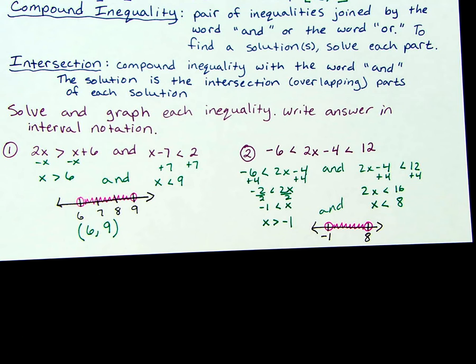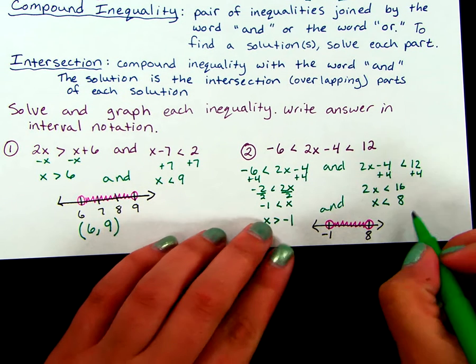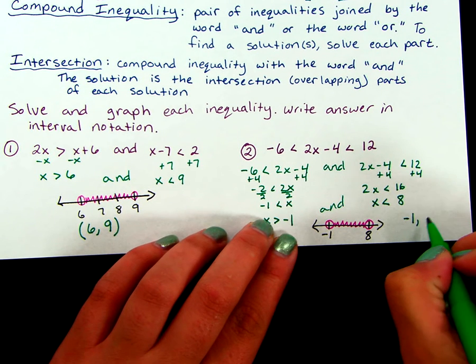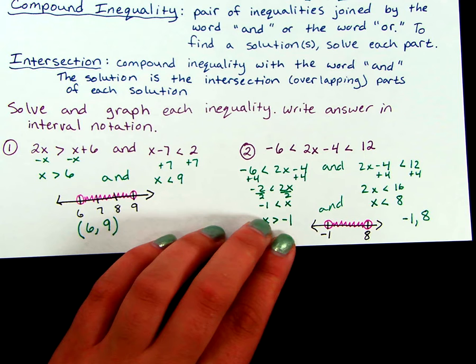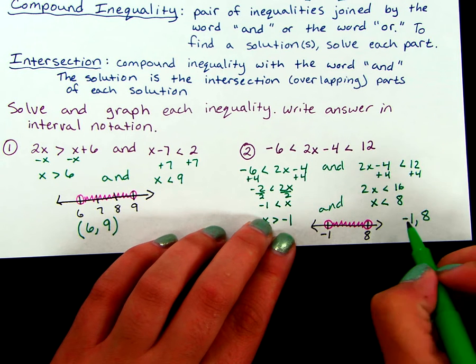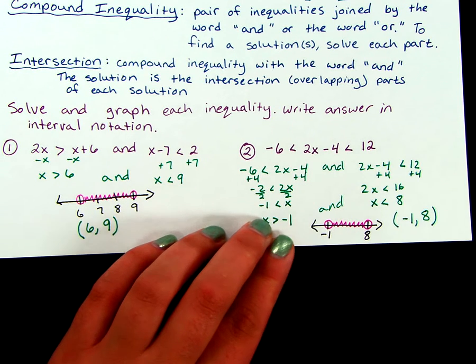For interval notation, again, our smallest number will be -1. Our biggest number is 8. And since neither are included, we're just going to put parentheses around these.